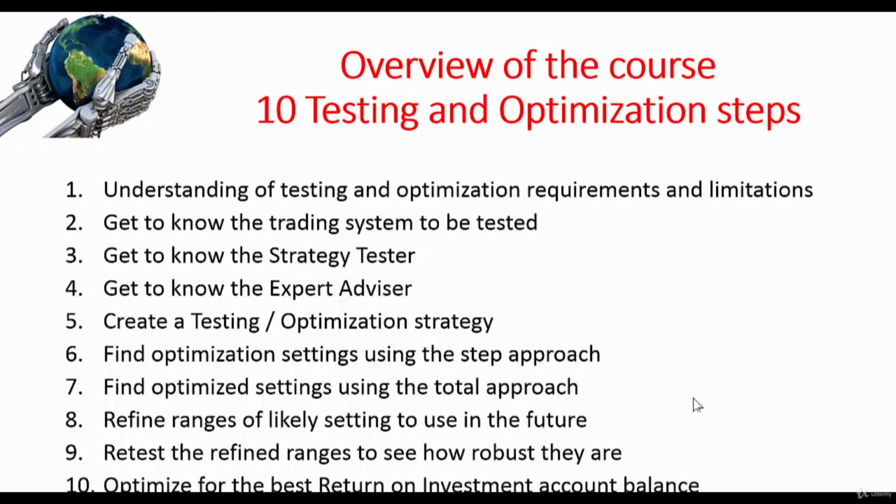And then lastly, the most important aspect of testing and optimization, which a lot of traders leave out, is we then optimized for the best return on investment. Now, this checklist can be used for all your future EA testing and optimization processes. I think it's pretty thorough, and the more you use it, the easier it will become.